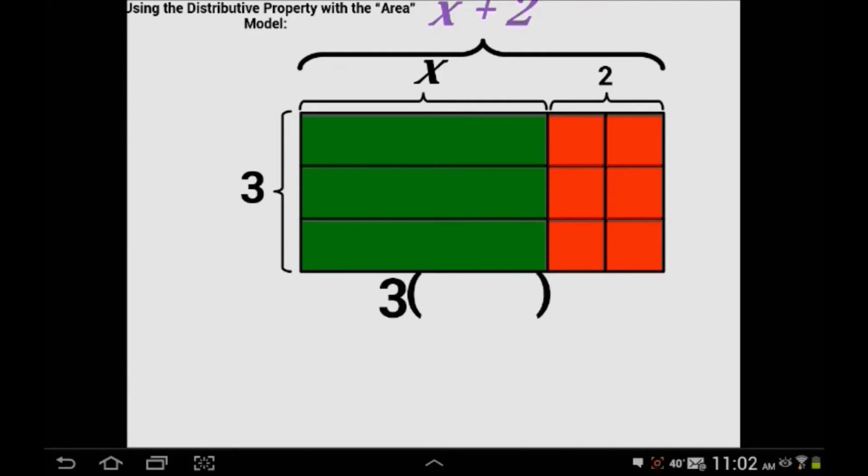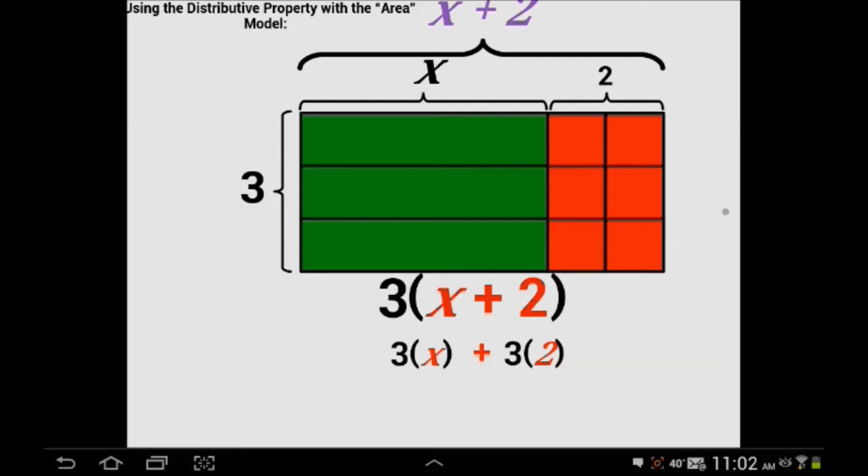And then we're going to set up our distributive property. So we're going to do length times width. 3 is our width. Width times length is all the same. And then we're going to put x plus 2 inside parentheses. And now it's just a matter of using distributive property. Drop down the plus sign. 3 times x, and then 3 times 2. Keep in mind that 3 is being distributed into everything. So don't just distribute 3 into x, distribute 3 into x and 3 into 2.